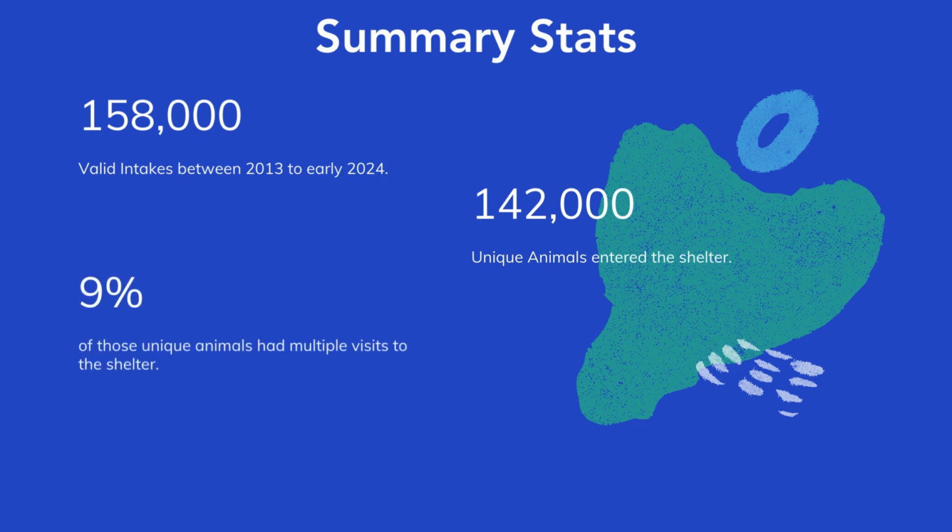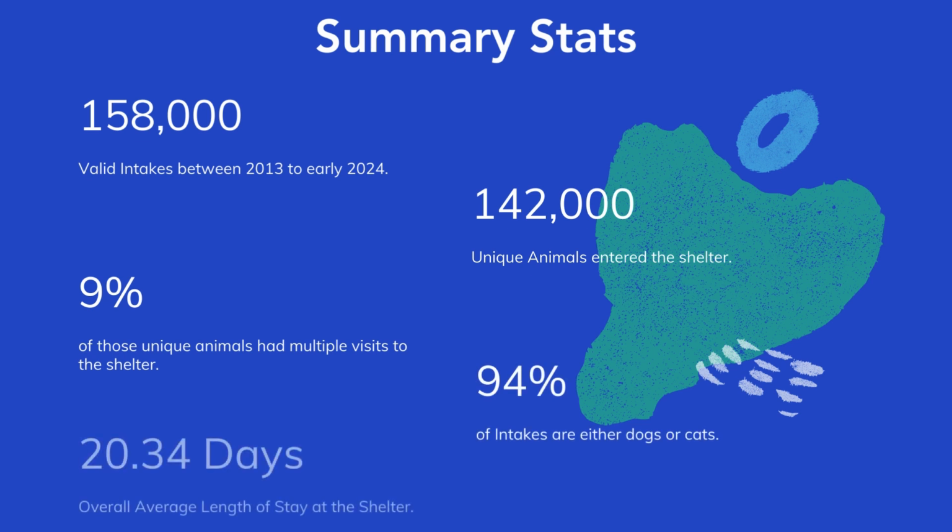158,000 animals were admitted to the shelter between 2013 and 2024. Of those, 142,000 were unique animals that entered the shelter, and approximately 9% of those unique animals had multiple visits to the shelter. 94% of intakes are either dogs or cats, with dogs making up approximately 55% of that 94%. And approximately 20 days made up the overall average length of stay at the shelter for all animals.